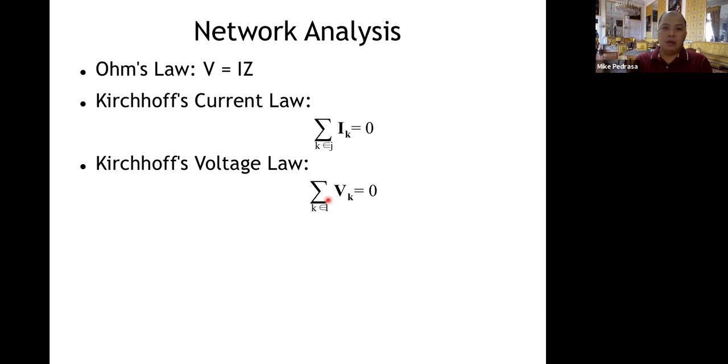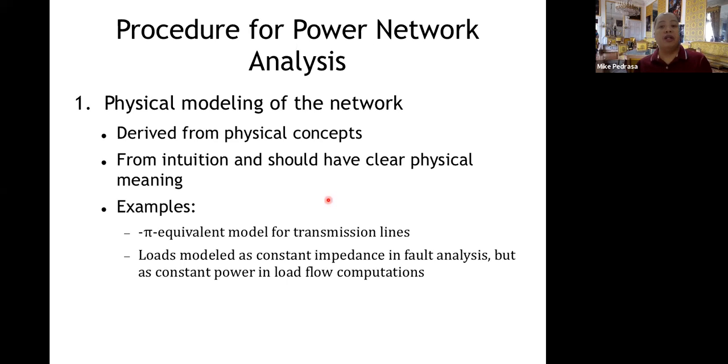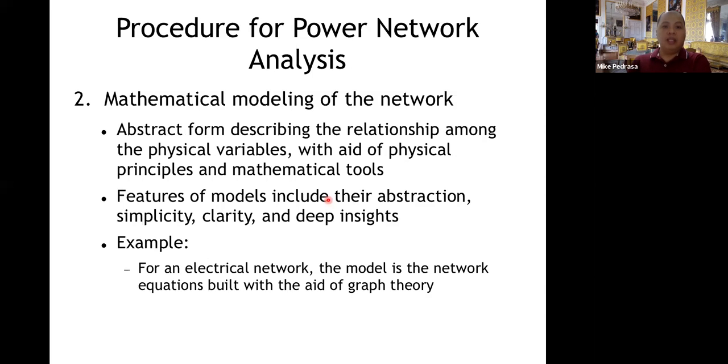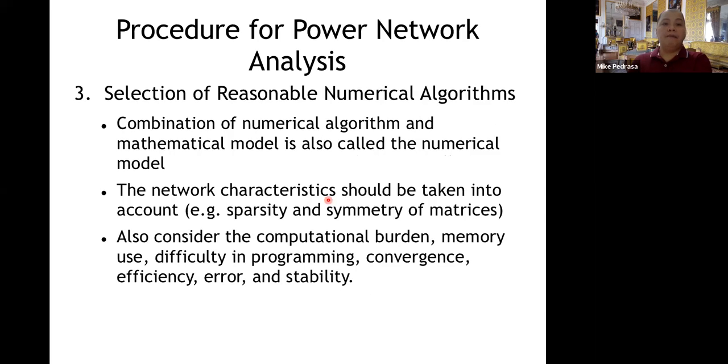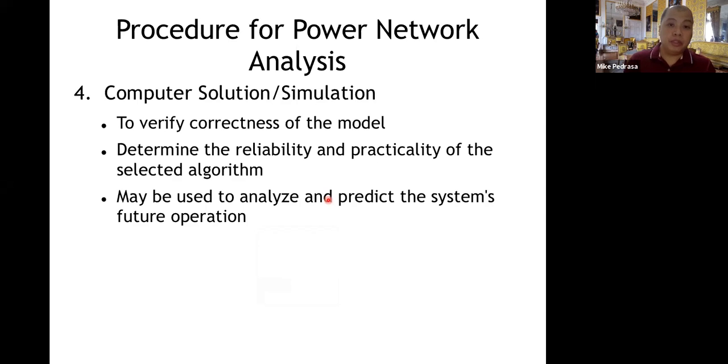Now, the next few slides are just a procedure for power network analysis. So how do we analyze a power system? There are four steps, and I'll go through them. The first one is physical modeling, then mathematical modeling, then selection of reasonable numerical algorithms, and computer solution and simulation. So those are the four major steps. Let us apply those four major steps to a power system.